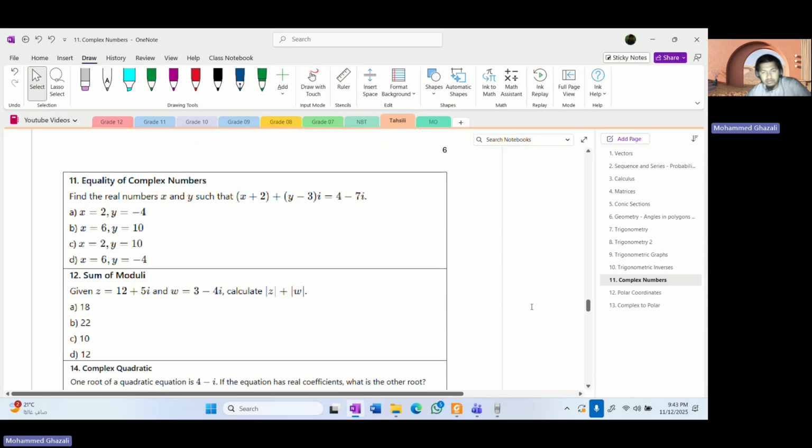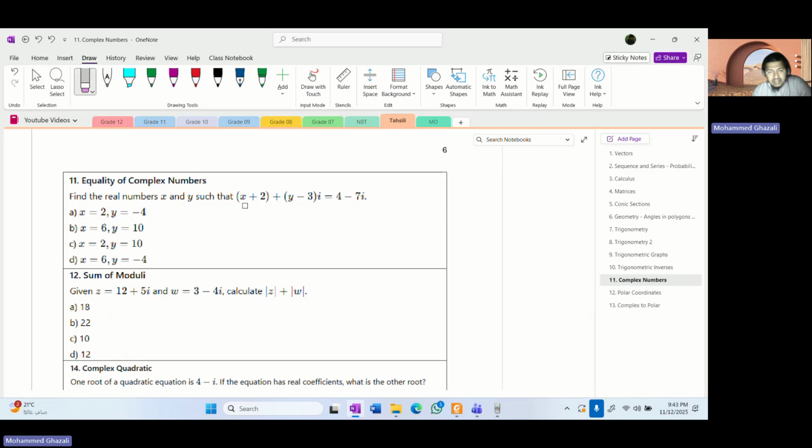Yes, we want to solve for x and y. How are you going to solve for x and y? This is a real part of the complex number. Remember, there's a complex number on the left-hand side and a complex number on the right-hand side. So equate the real part to the real part and the complex part to the complex part, right? So I'm going to highlight it, right?